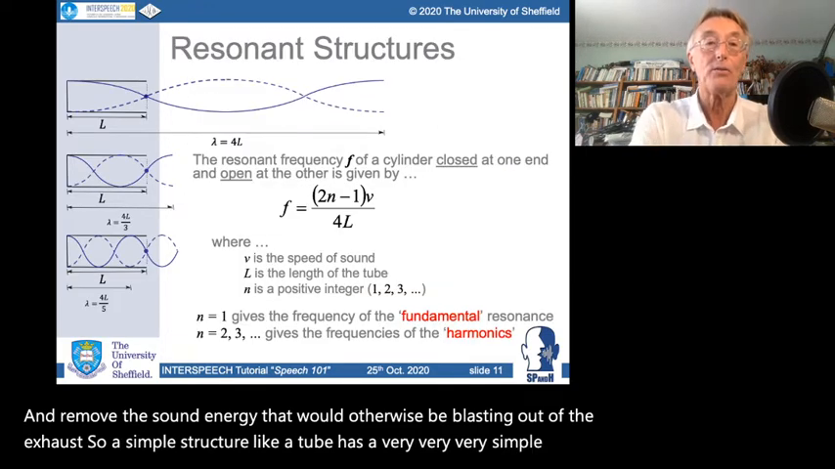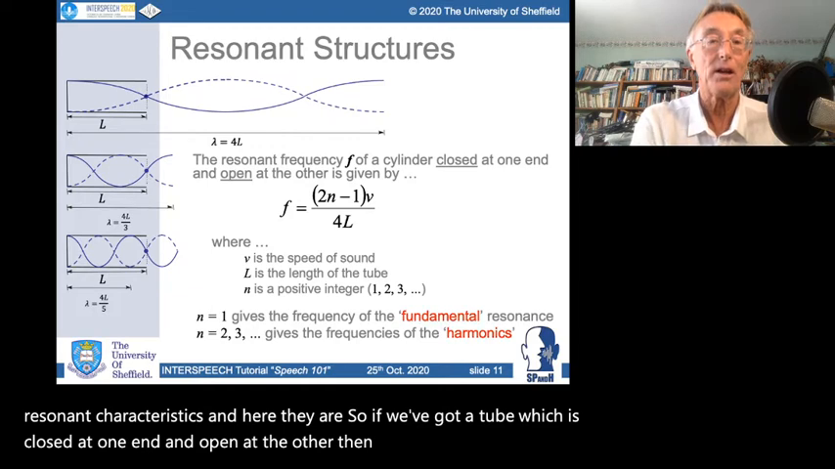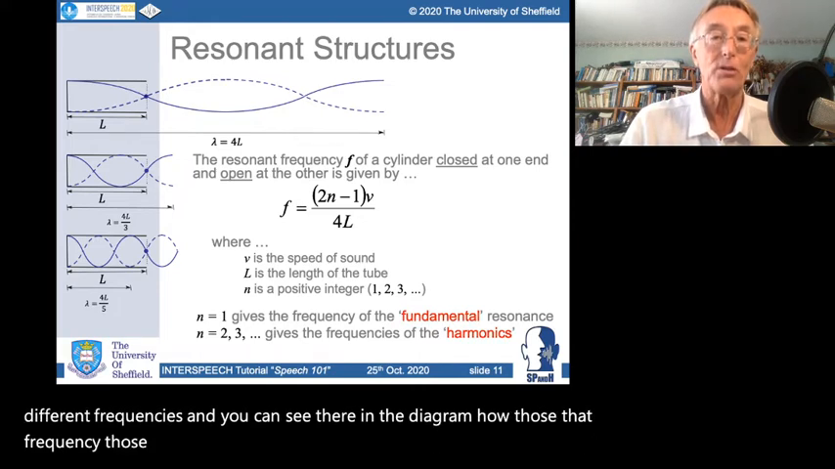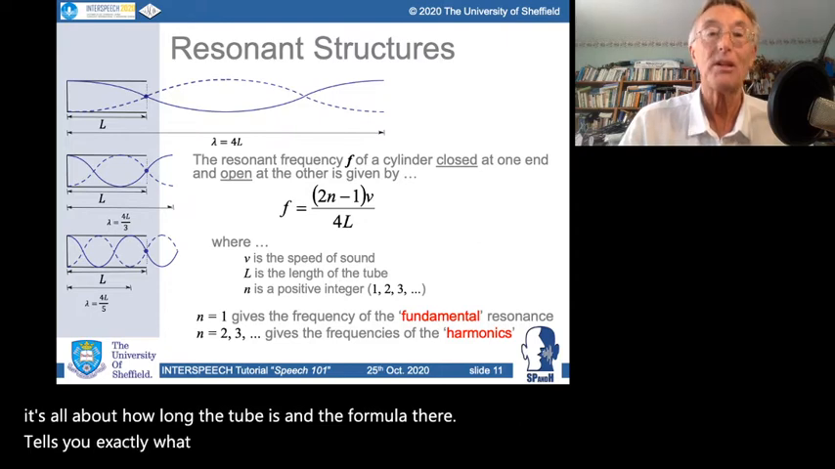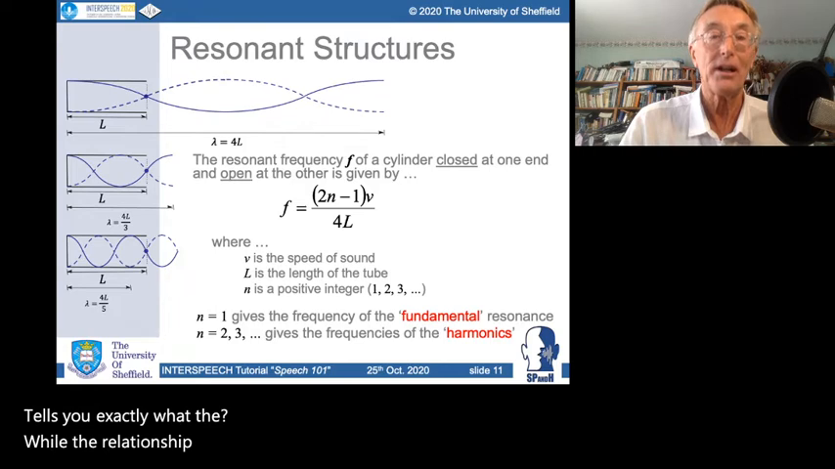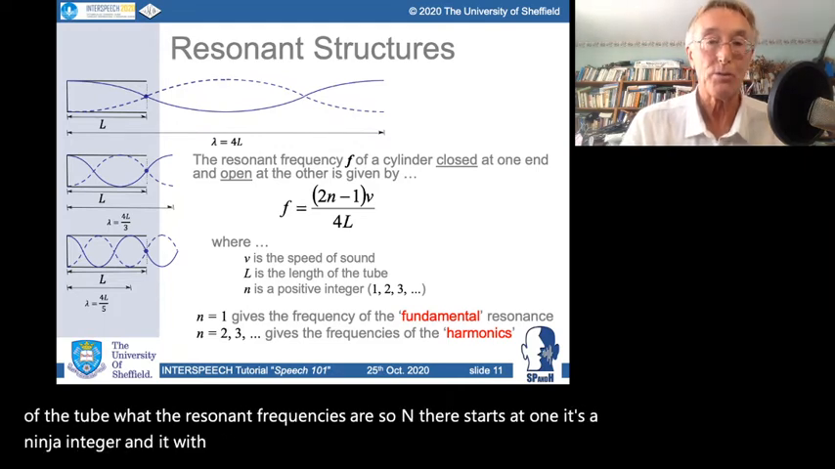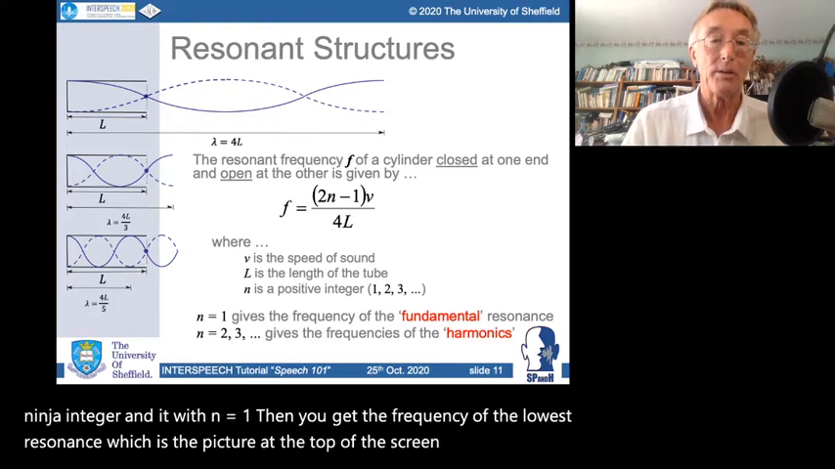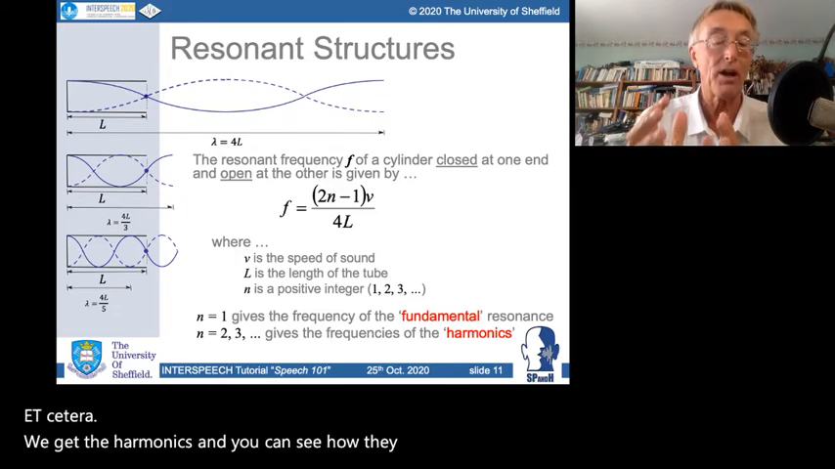And here they are. If we've got a tube which is closed at one end and open at the other, then we get resonances at different frequencies. And you can see there in the diagram how those frequencies correspond to the dimensions of the tube. So it's all about how long the tube is. And the formula there tells you exactly what the relationship is, and you can work out from the length of the tube what the resonant frequencies are. So n there starts at 1, it's an integer, and with n equals 1 you get the frequency of the lowest resonance, which is the picture at the top of the screen. That is known as the fundamental or fundamental resonance. And then with n equals 2, 3, 4 and so on, we get the harmonics. And you can see how they are multiples of the fundamental because of the way that the waves fit into the tube.